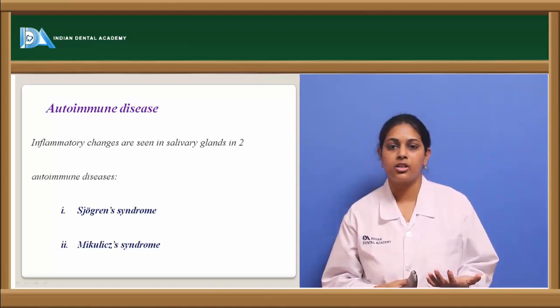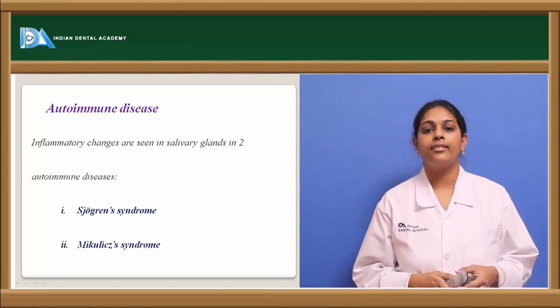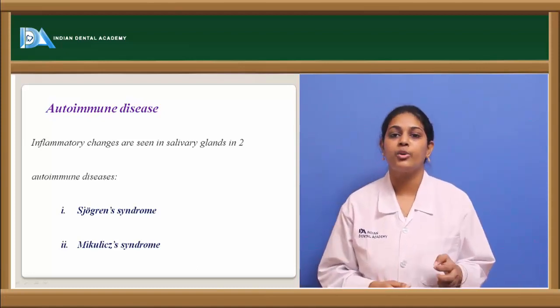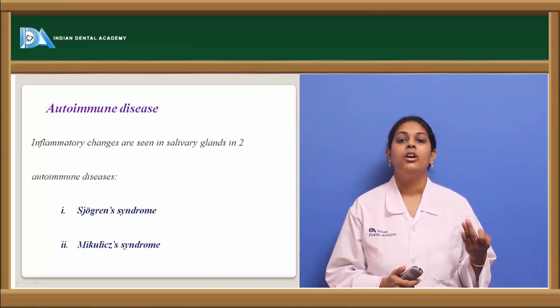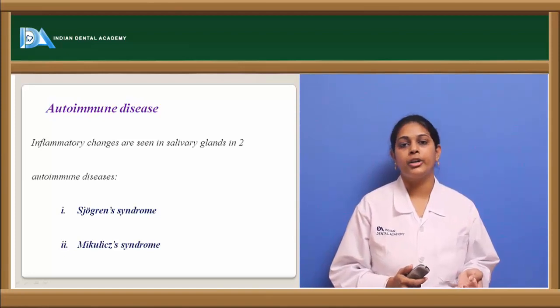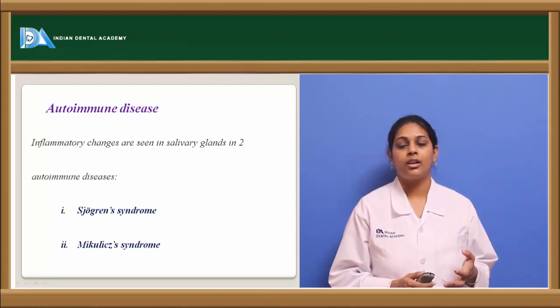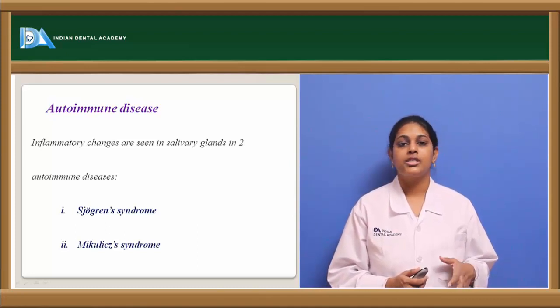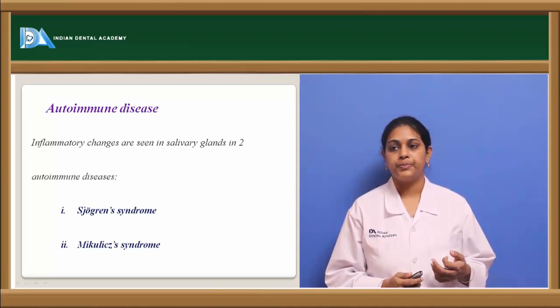Next coming is Mikulicz syndrome. In Mikulicz syndrome, we also see enlargement of the salivary glands and the lacrimal glands. This enlargement of the salivary glands might result in an obstructive type which might induce sialadenitis. So these are the autoimmune disorders which could be one of the etiological agents for sialadenitis to develop.